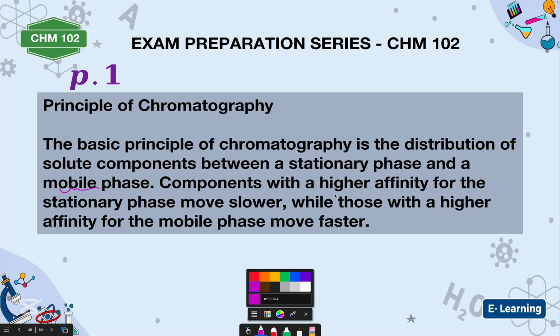Now, a component with higher affinity for the stationary phase moves slower. So this is a question that you might be asked also. In chromatography, which of the components moves slower? It is the one with what? Higher affinity for the stationary phase. While those with higher affinity for the mobile phase move faster. Are you getting it now? So the one with higher affinity for the mobile phase will come out first. They will be eluted first. You are going to look at the meaning of elution as time progresses.